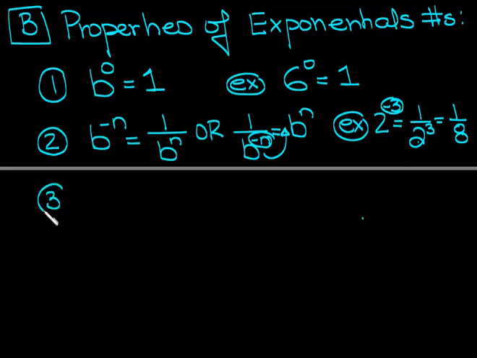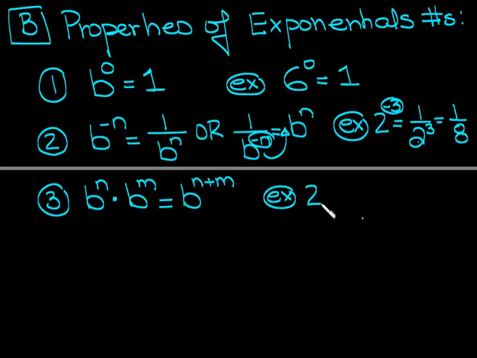The next property of exponential numbers is this: if you're multiplying two exponential numbers that have the same base, then what we end up doing is we end up adding the exponents. So here's an example of that. If I have 2 to the 2 multiplied by 2 to the 3.